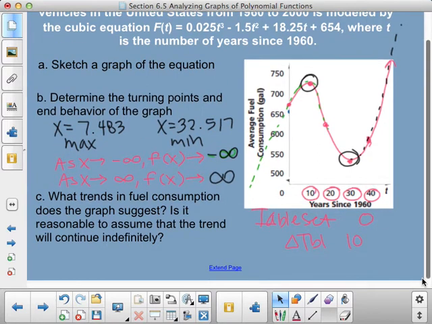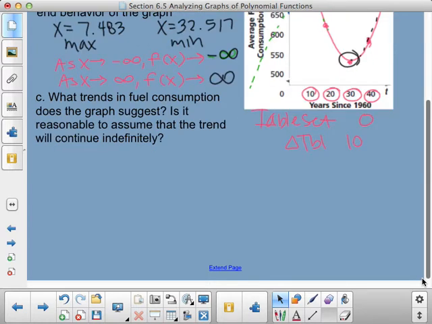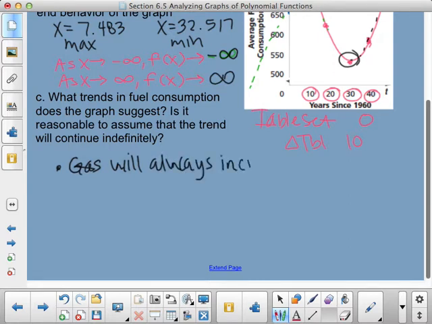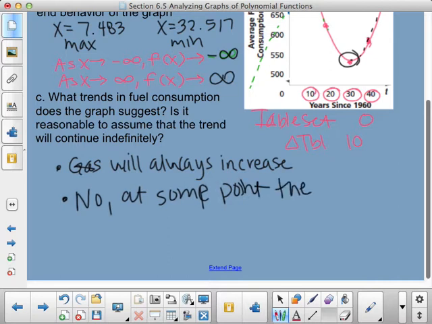And lastly, part C, okay, says what trends in fuel consumption does the graph suggest? Is it reasonable to assume that the trend will continue indefinitely? Okay, well, it's assuming that at this point, gas will always increase. That is not always true. There's times where gas goes up and gas goes down. So is it reasonable? No. At some point, the economy will drop and lower the price.